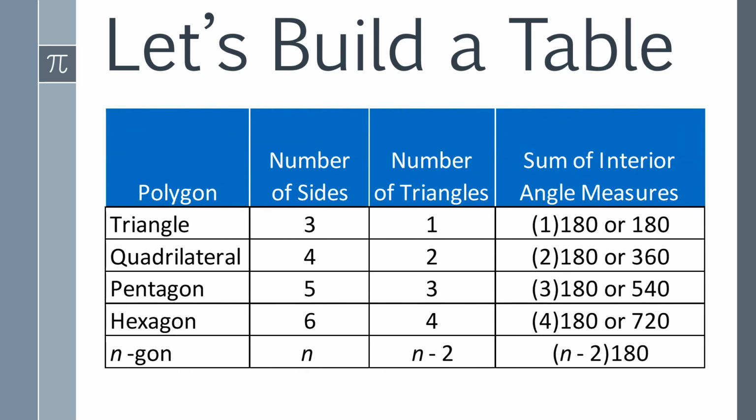So let's build a table. This is in your guided notes. In our left-hand column, we have the name of the polygon, then the number of sides, then the number of triangles formed, and the sum of the interior angle measures. So the column on the right is what's really important here, because this is what we're talking about. These angle measures, what do they all add up to? So a triangle, there's 3 sides, 1 triangle. Sum of the interior angle measures is 180. Quadrilateral has 4 sides, but 2 triangles would be formed from a diagonal. Therefore, it's 2 times 180, or 360.